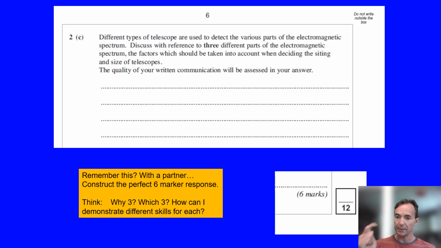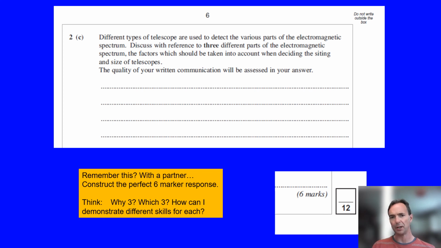Siting: high, dry, far away, if that's relevant, or even high in space. And the size of the telescopes, theta equals lambda over d. That's how you decide the size of a telescope. So the smaller the wavelength, the smaller the telescope can be. The larger the wavelength, the larger the telescope, to get that angular resolution, the resolving power, really down. Theta equals lambda over d. That's the one you need to be able to do.